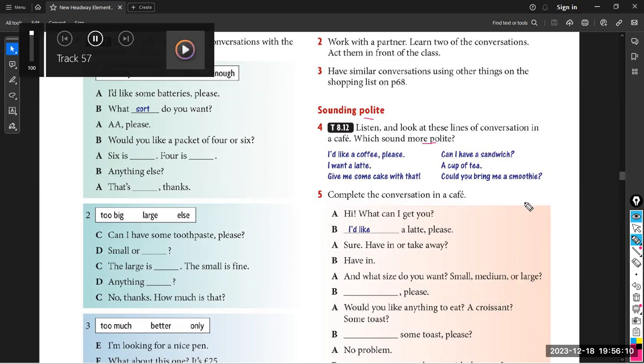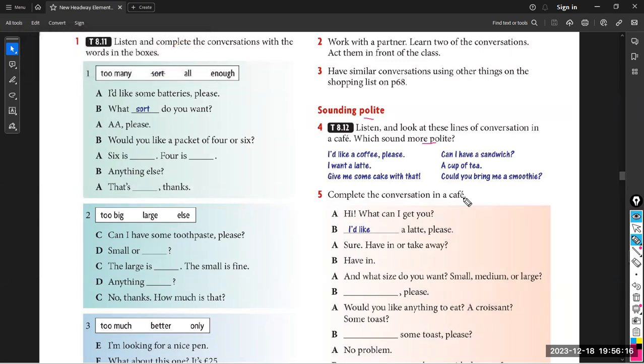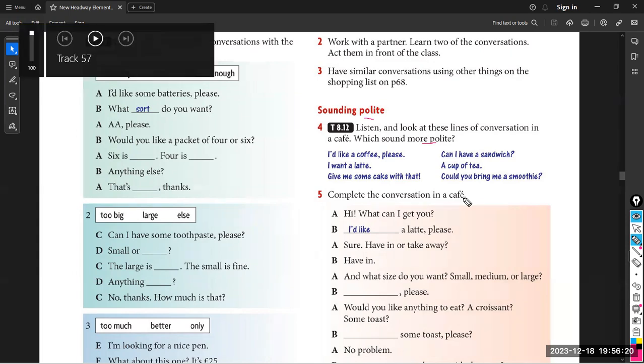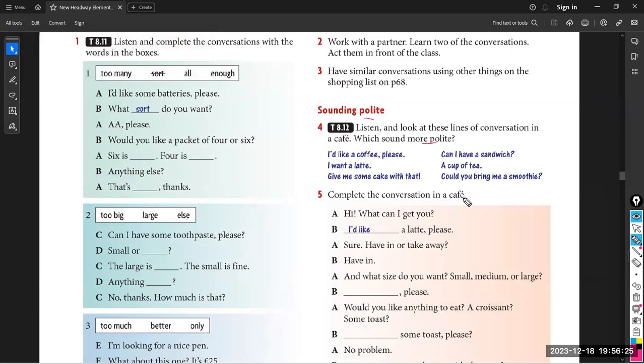I'd like a coffee, please. I would like a coffee, please. Is that polite? Yes, it's polite. Yes, polite. Amazing. Okay, let's listen to the second one. I want a latte. Finally. Give me some cake with that.